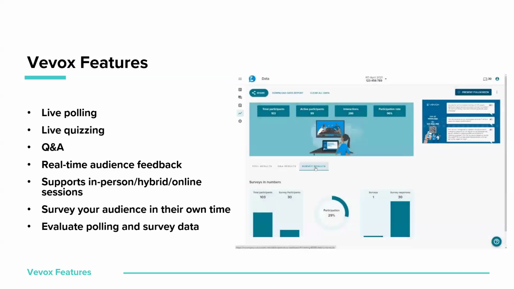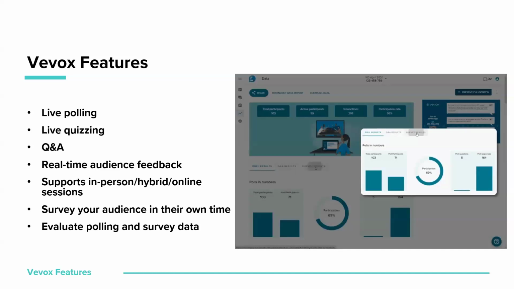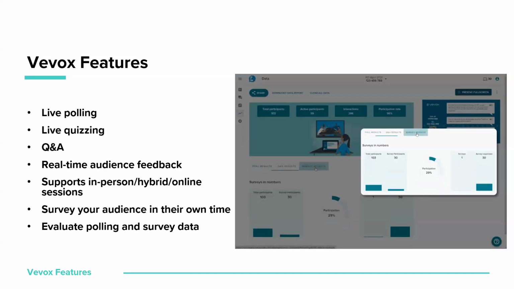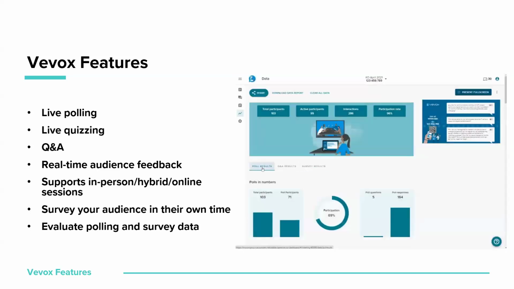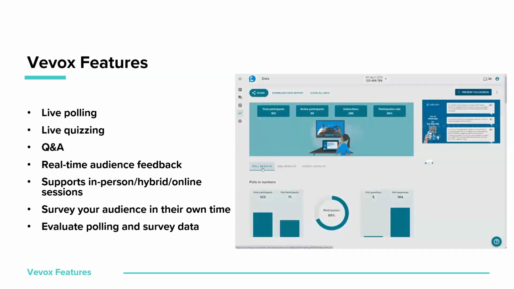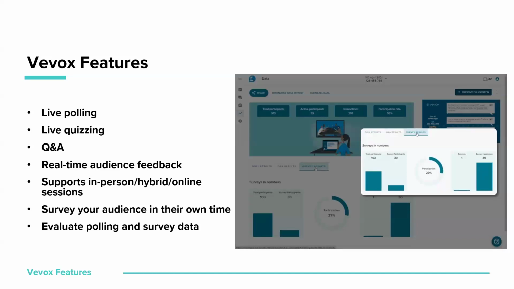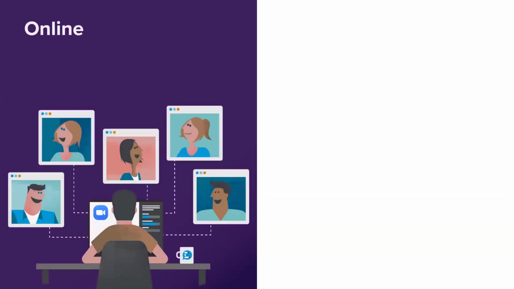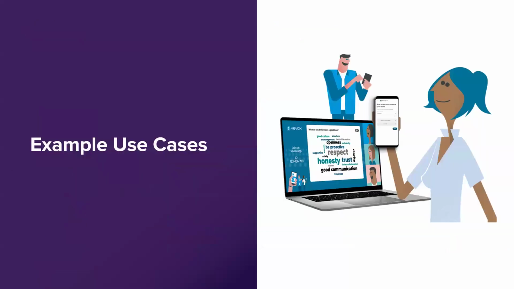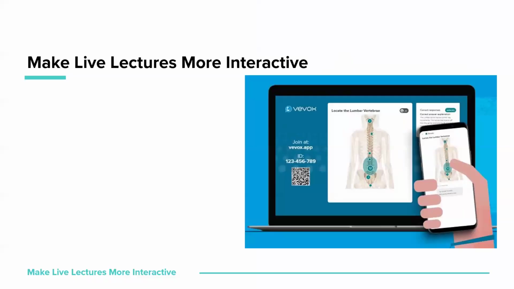You can also evaluate the polling and survey data after the Vevox session is over. It has a lot of information on that. So it's got some good graphics that you can use and download to show how many people participated and the participation rate. You can also download an Excel sheet with much more granular information. So as I said, you can use Vevox online or you can use it in person. And I'm going to give some more in-depth example use cases now.